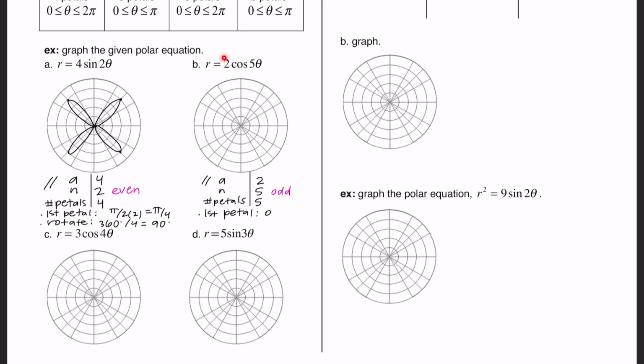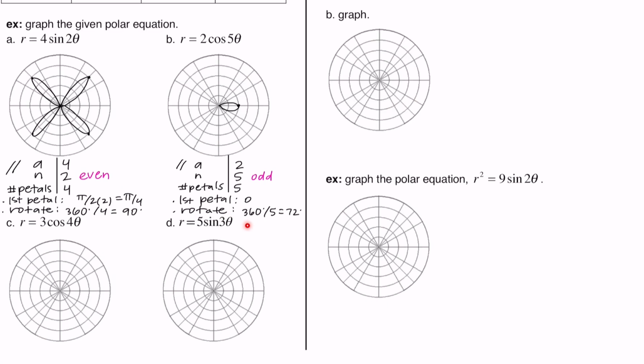The length is going to be a, so we're going to go out 2 units. So there's our first petal. Next, to figure out how to rotate, we're going to do 360 divided by the number of petals. All right, so we get 360 divided by 5, which is 72 degrees. So I'm going to rotate this to about 72 degrees and then go out a length of 2. This is 45 degrees, this is 60 degrees, so we're going to go a little past that to get to 72 degrees. And again, I went out a length of 2.